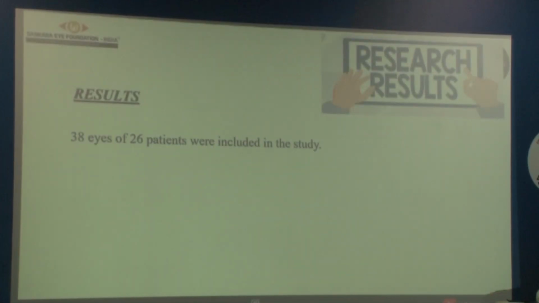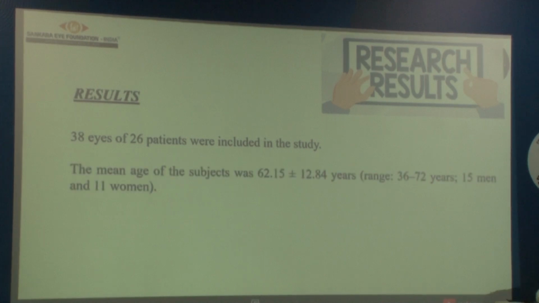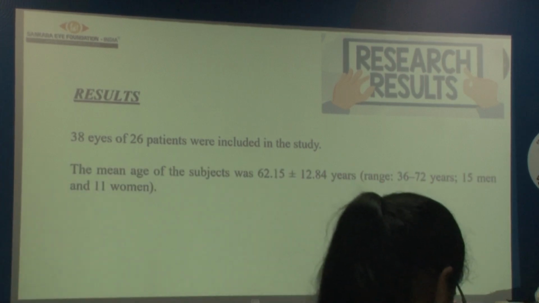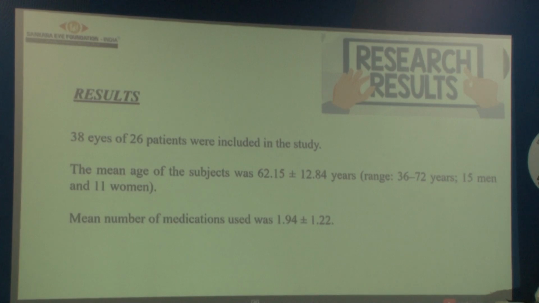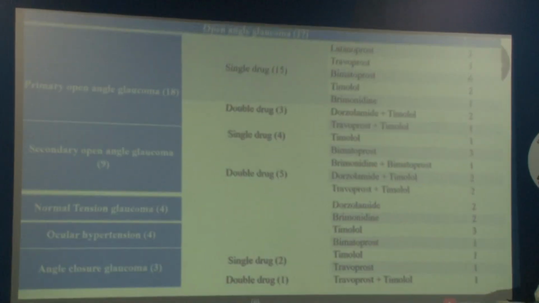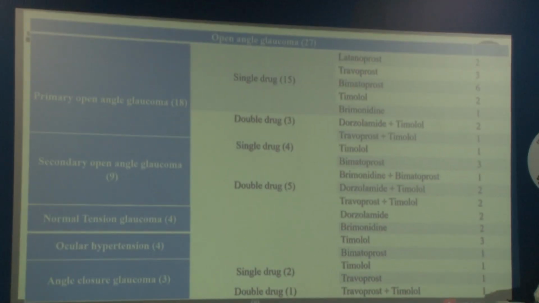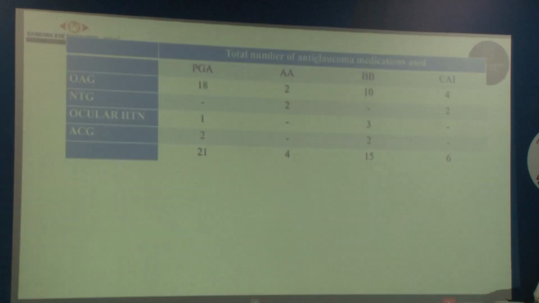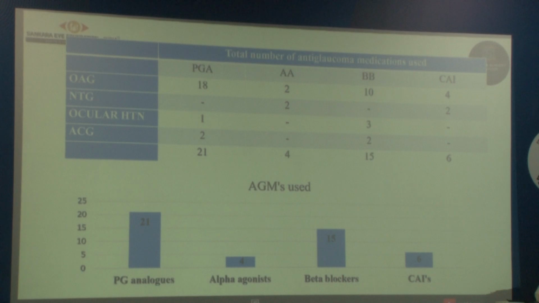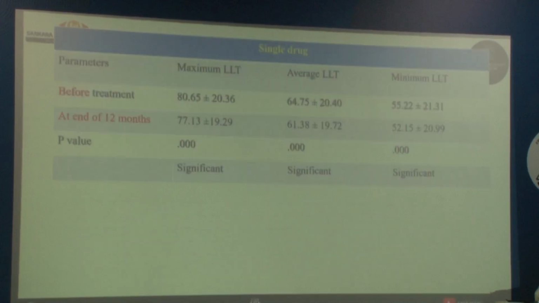38 eyes of 26 patients were included in the study. The mean age of the subjects was 62 years, ranging from 36 to 72 years. The mean number of medications used was 1.94, and the total daily eye drops used was 3.15. This is the table showing patients with different types of glaucoma and different classes of anti-glaucoma medications prescribed for treating glaucoma. When we charted the anti-glaucoma medications used, the majority of the patients were on prostaglandin analogs, followed by beta blockers, then carbonic anhydrase inhibitors and alpha agonists.